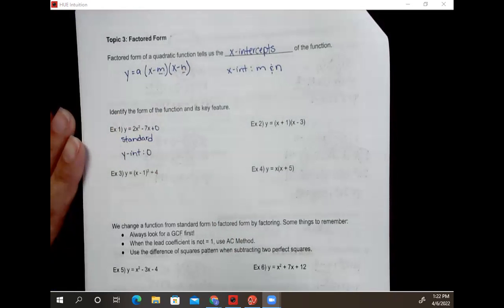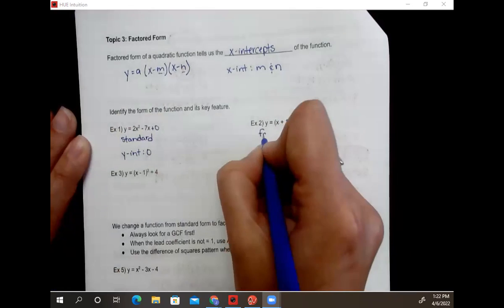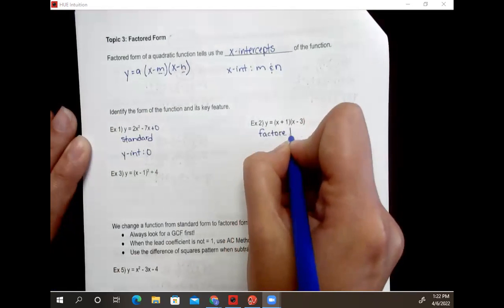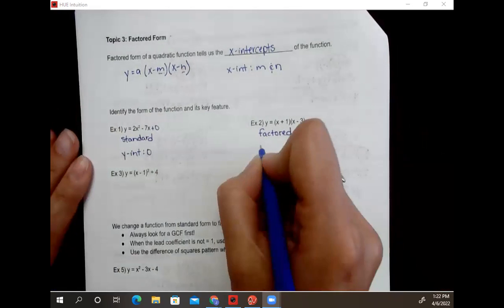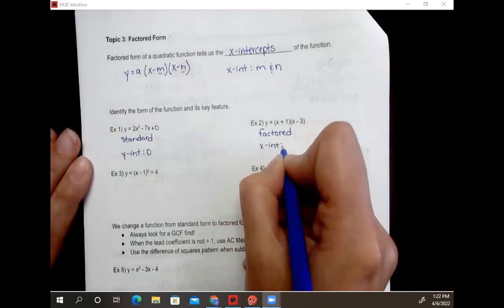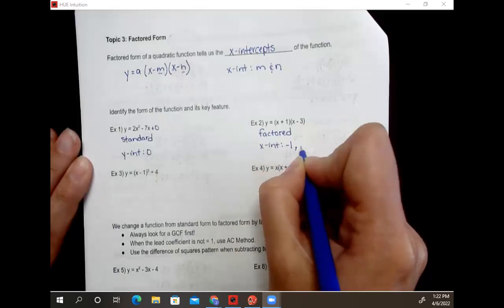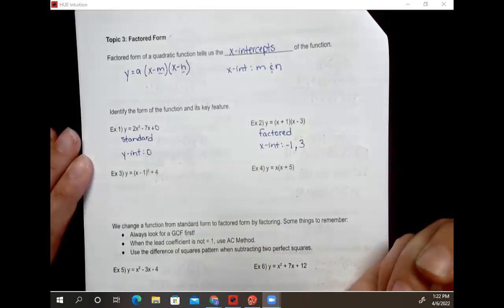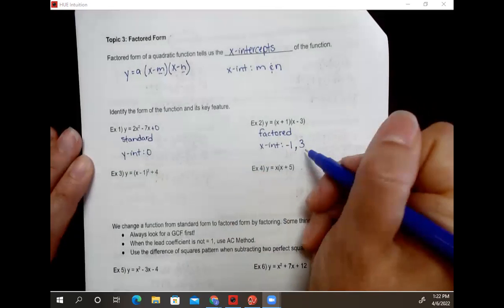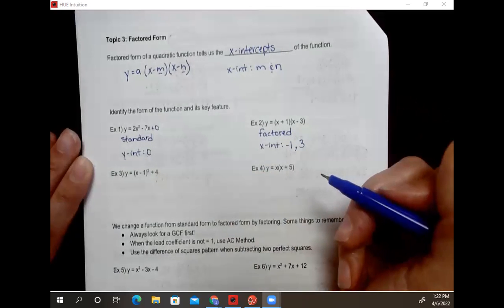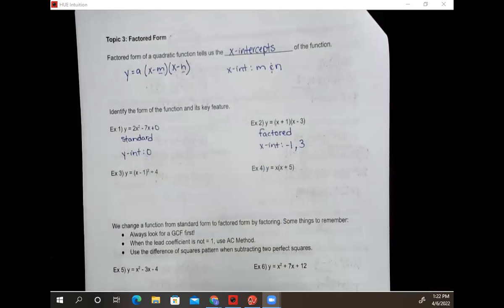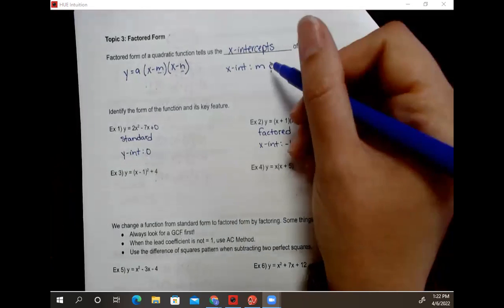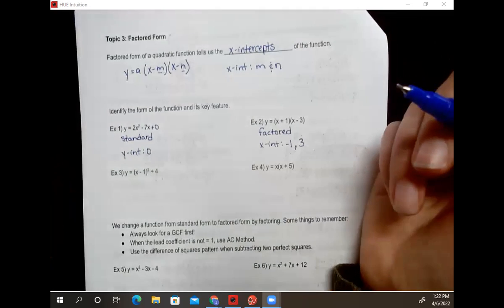How about example 2? What form is that in? Factored. What does factored form tell us? The x-intercepts, good. And what are the x-intercepts for this function? Very good, -1 and +3. Now, I've listed my x-intercepts as a list here separated by a comma. That is absolutely okay. If you would rather write out -1 and 3, that's also fine. Or little shorthand, that's all good.